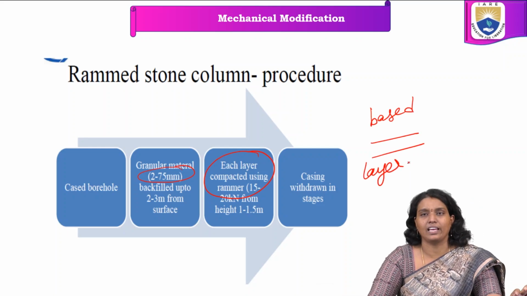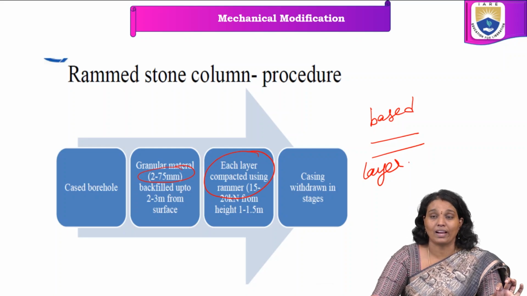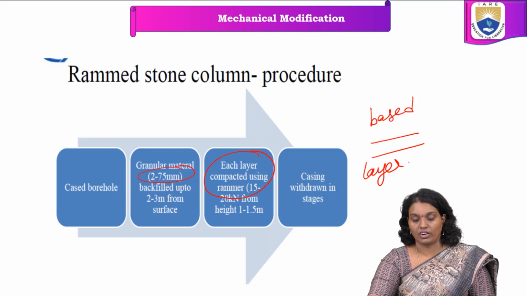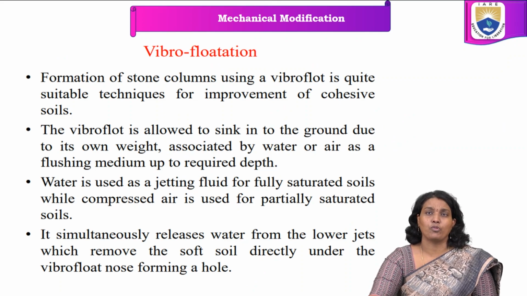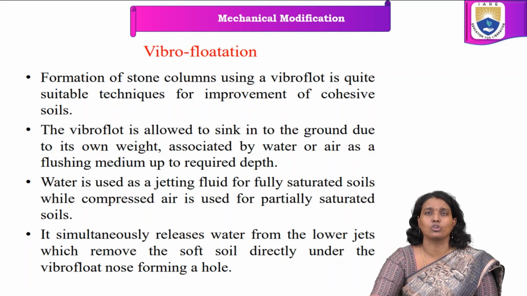So each layer of the rammer is going to be compacted and the casing withdrawn in different stages. Coming to the next one, which is vibro flotation. The formation of stone columns using a vibro float is quite a suitable technique for improvement of cohesive soils. In this, the vibro float is allowed to sink into the ground due to its own weight.